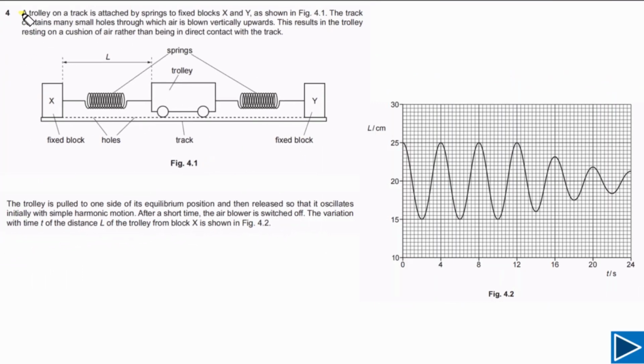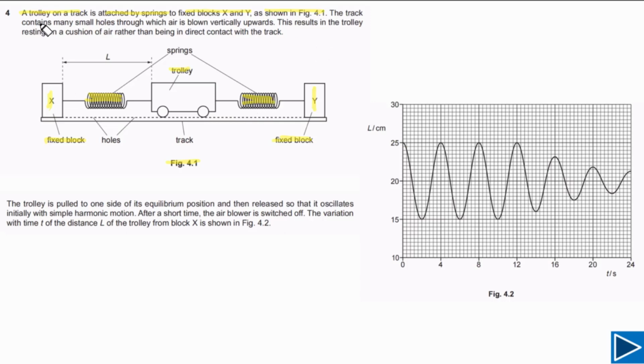For question number 4, it is given to us a trolley on a track is attached by springs to fixed blocks X and Y as shown in figure 4.1. As you can see here in this figure 4.1, we have one fixed block Y. This one is fixed block, meaning it cannot move. We have another block X. This is also fixed block. This block also cannot move, and the trolley is oscillating between these two fixed blocks, and trolley is attached to these blocks by springs. So these are 2 springs.